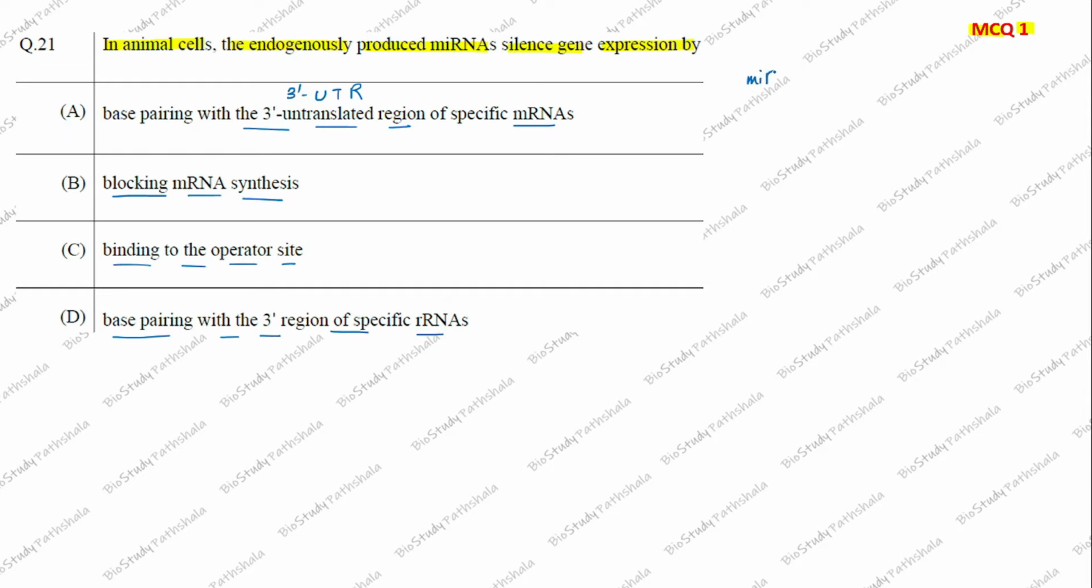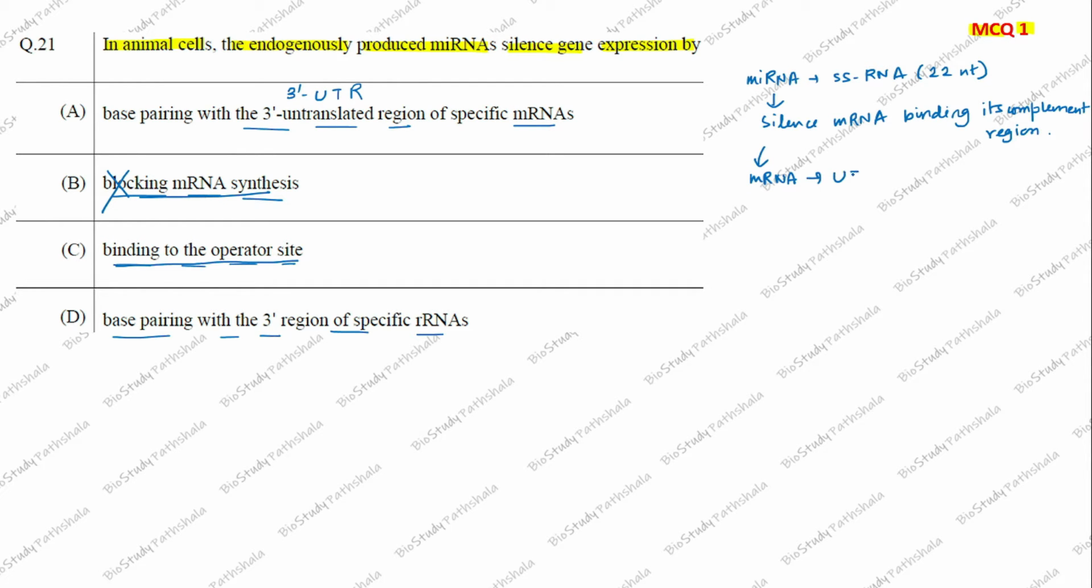So miRNA, that is microRNA, is a single-stranded RNA with 22 nucleotides. It actually silences mRNA by binding with its complementary region. So blocking mRNA synthesis will not be correct. Next is binding to the operator site. miRNA binds with mRNA mainly in the untranslated region, not the operator site. So this will be again wrong.